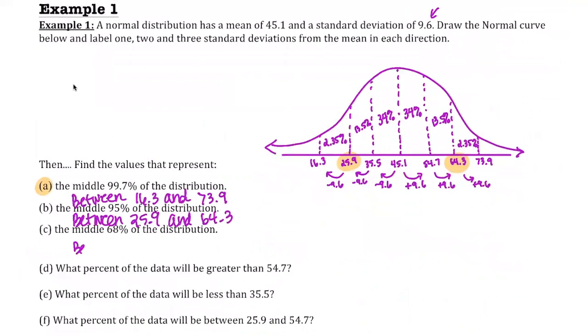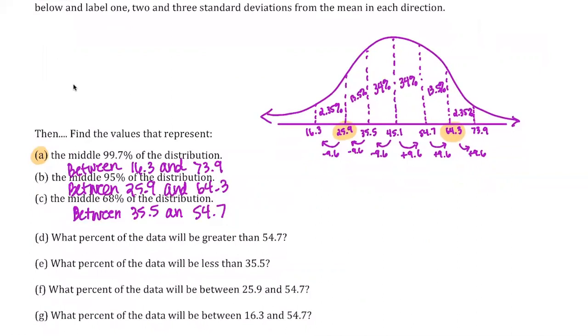So we're going to be in this case between, whoa, I spelled that wrong. All right, so between 16.3, or no, wow, sorry guys, 35.5 and 54.7. And that's going to work pretty much the same way for all of our normal distributions.